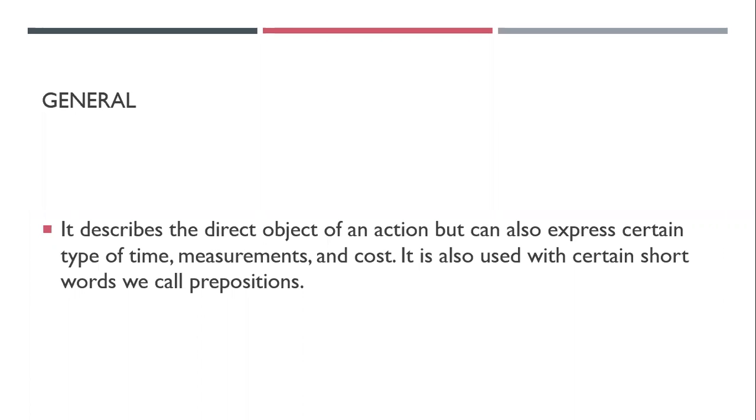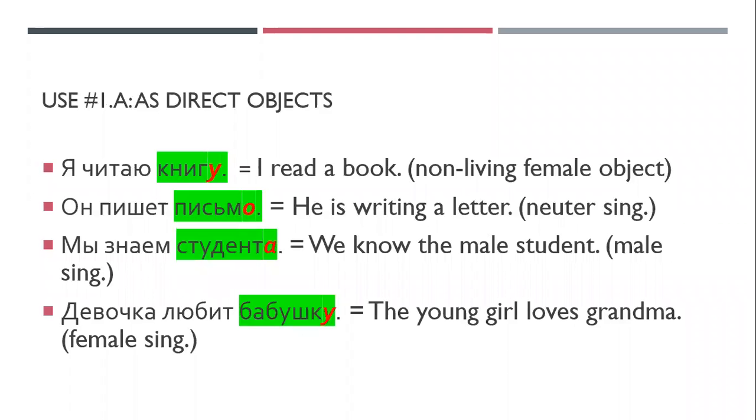But that's not the only use of the accusative. The accusative can also express certain types of time expression or measurements in cost. And it can also be used with short words called prepositions, which I will touch on in a different lecture. So, for example, use number one is the accusative as direct objects.